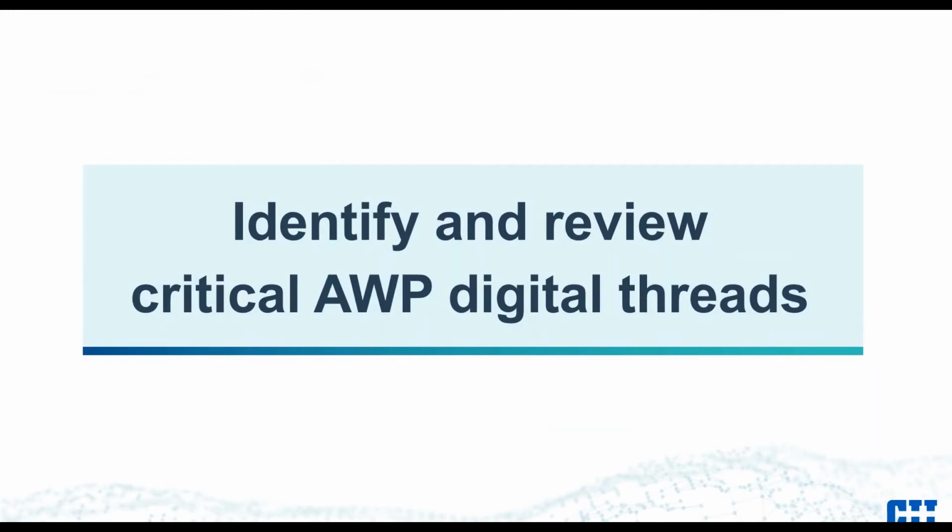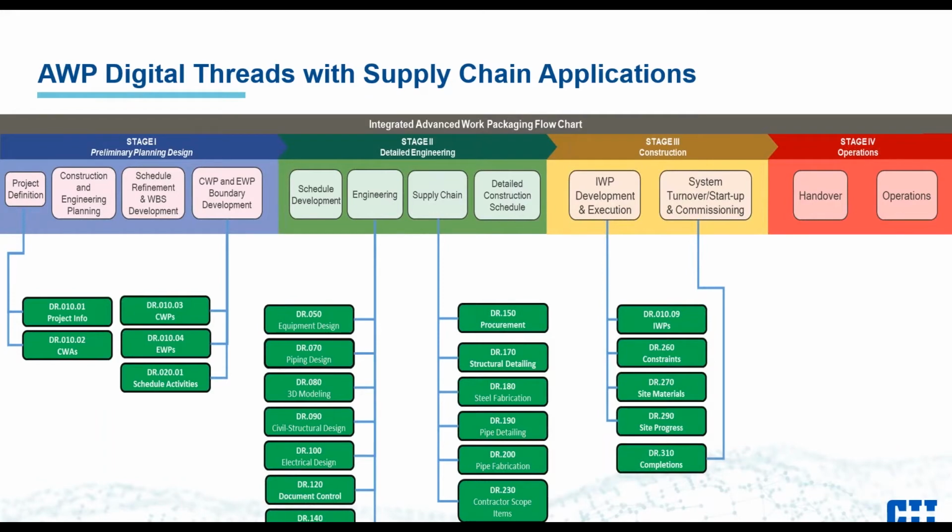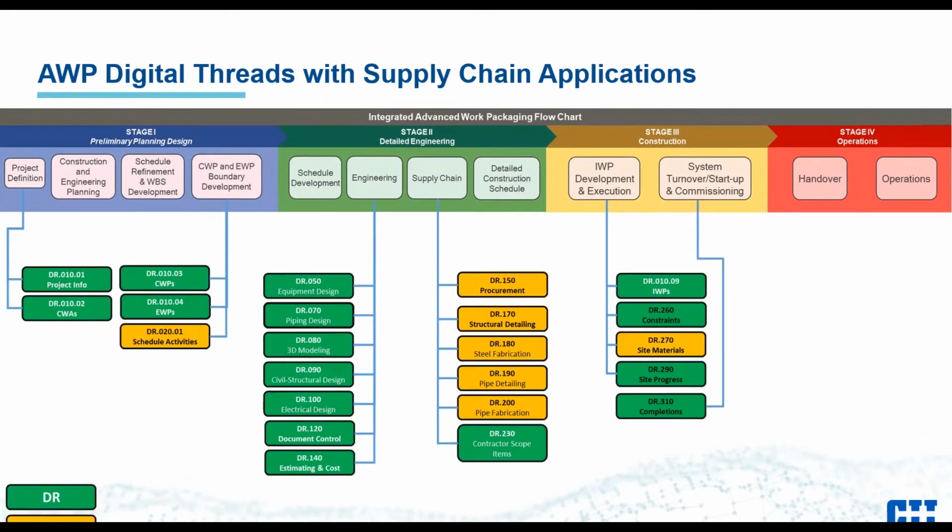The outcome of our first research step was the generation of the critical AWP digital threads integrated with supply chain topics. Next slide. So the figure that you see on this slide was borrowed from CII's Research Team 272. Each data requirement shown in the green boxes was categorized by project stage shown in the headings at the top row of the figure. These data requirements were reviewed by our research team members to select those that were critical to supply chain applications.